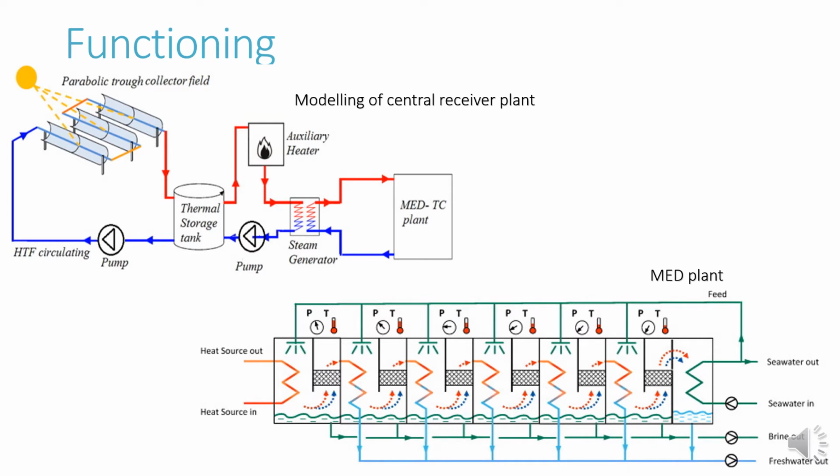Functioning. The subsystems are interconnected as shown in Figure 1. The system operates with synthetic oil that is heated as it circulates through the solar collectors. The solar energy is thus converted into thermal energy in the form of sensible heat of the oil and is then stored in the thermal storage tank. Hot oil from the storage system provides the MED plant with the required thermal energy.